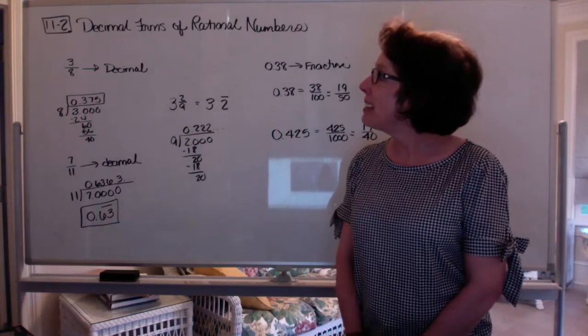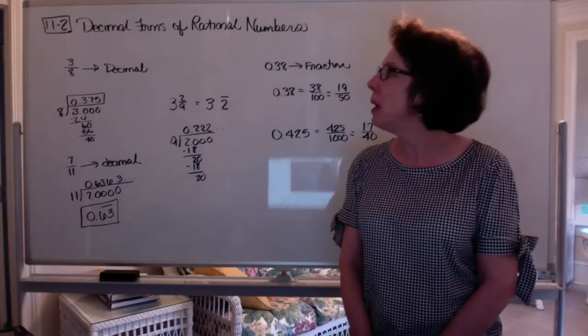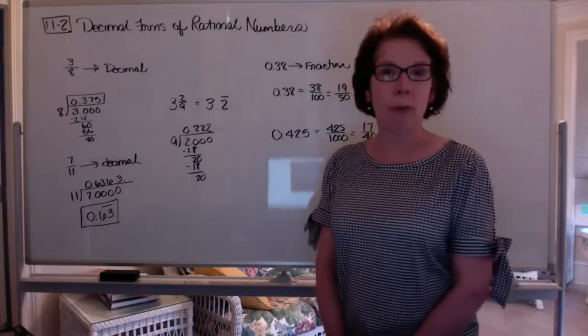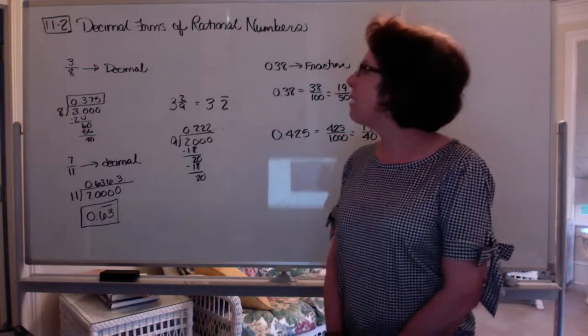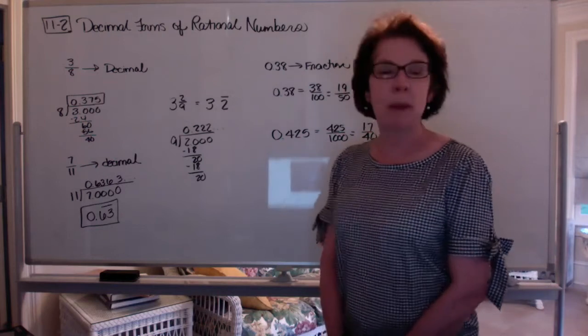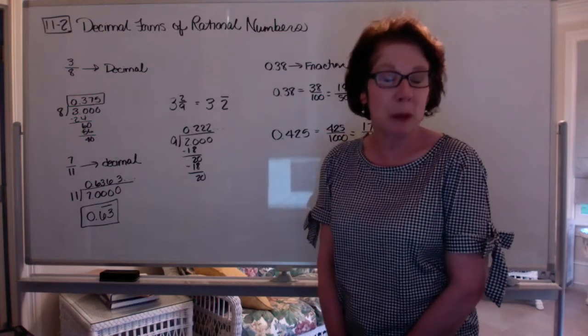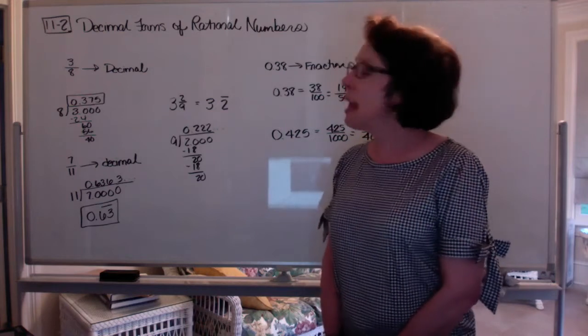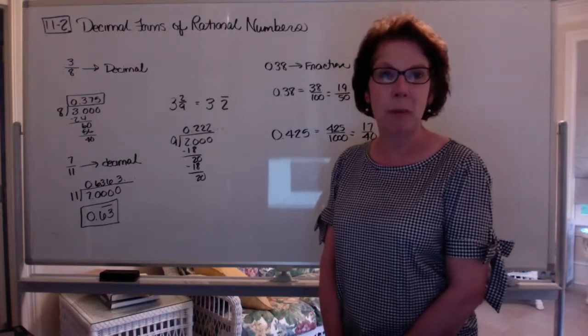We are going to continue in our new chapter 11 with 11.2, and we're going to talk about decimal forms of rational numbers. Now, we learned yesterday that a rational number is any number that can be written as a ratio of an integer divided by an integer. Basically, it can be written as a fraction. So today, we're going to turn rational numbers into decimals with several different methods.